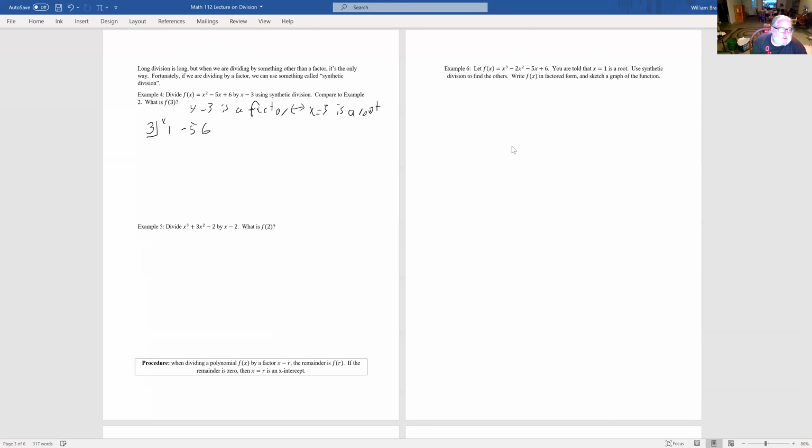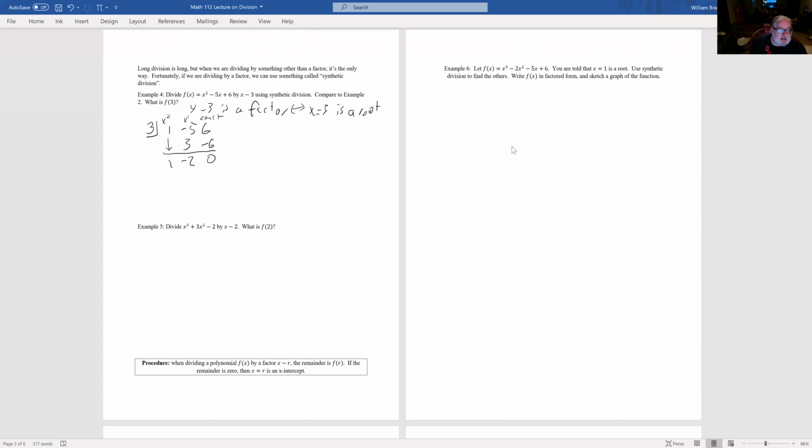This is my x squared column. This is my x to the 1st column. This is the constant column. How does this work? Well, we pull down the 1. We multiply the 3 times the 1 and put the product here. And we add going down. 3 plus minus 5 is minus 2. 3 times minus 2 is minus 6. We add going down, 0.